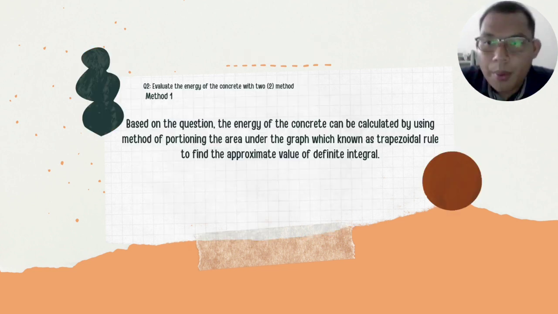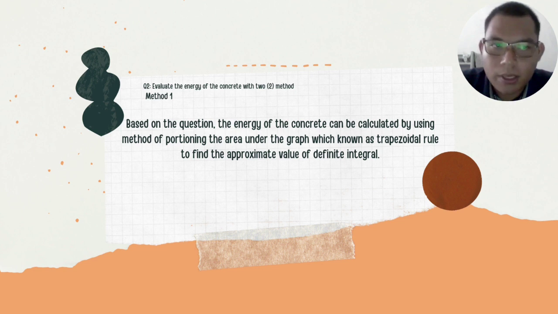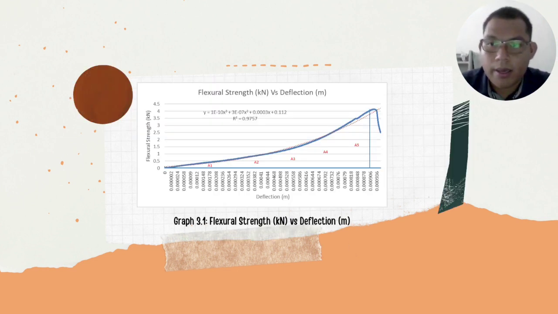First, we need method 1. Based on the question, the energy of the concrete can be calculated by the method of portioning the area under the graph, which is known as the trapezium rule, to find the approximate value of the definite integral. As you can see from this slide, this is the graph of flexural strength versus the deflection for method 1.